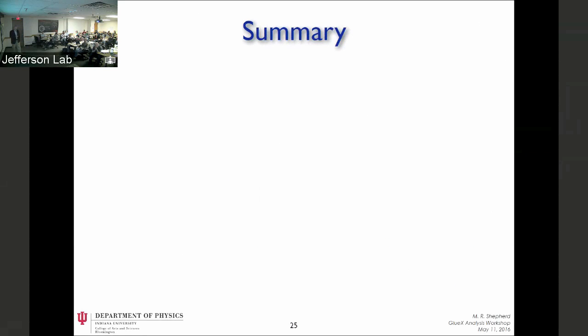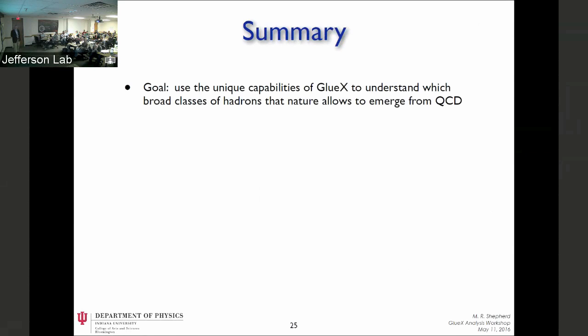So, summary. I'll summarize. The goal, I think, is to use the really unique capabilities of GlueX to understand. Again, I hate to use the word qualitative, but in some ways that's really what you'd like to see. You'd like to see a pattern of states that really convinces you that hybrid mesons exist.